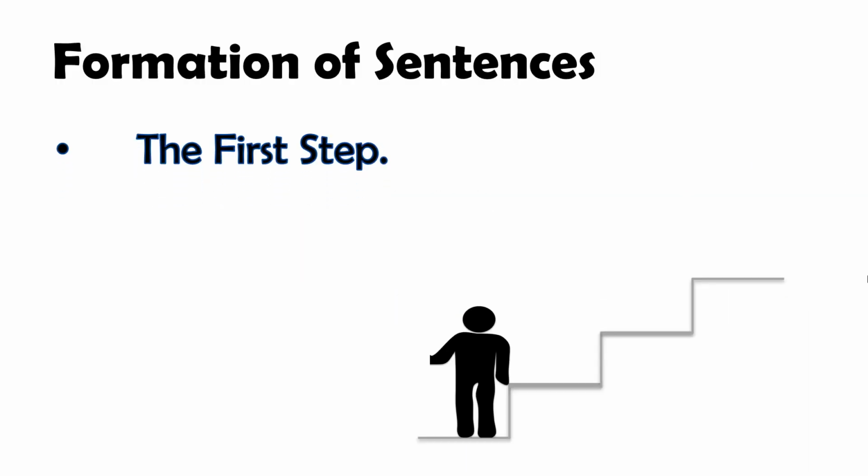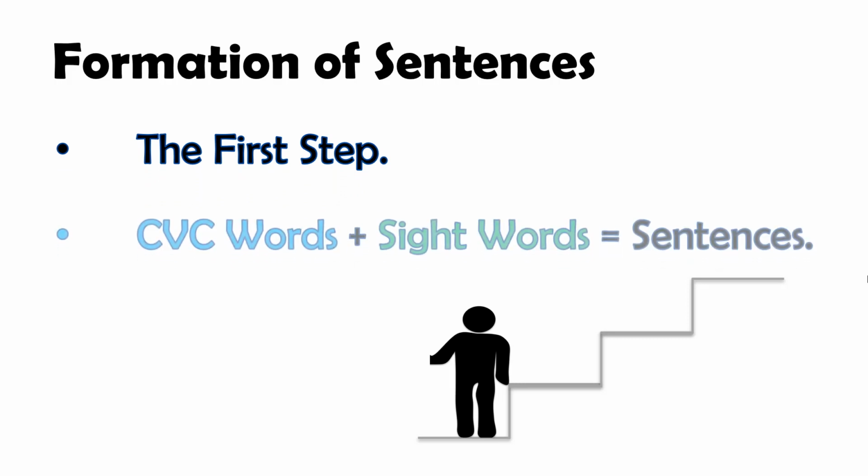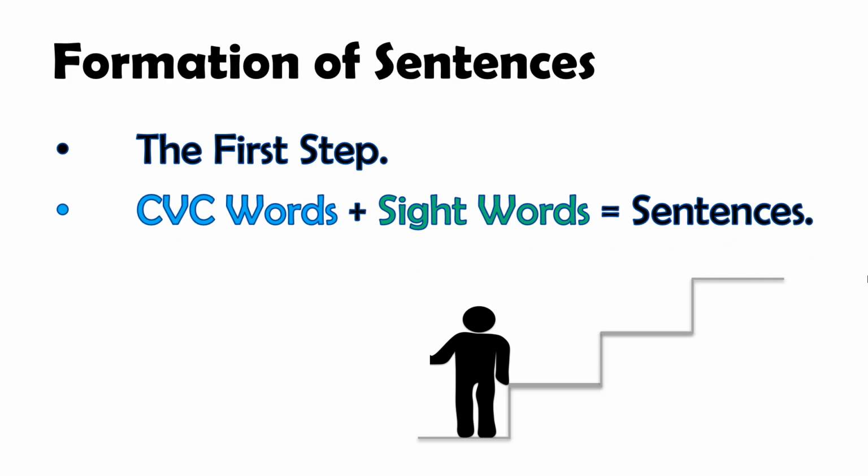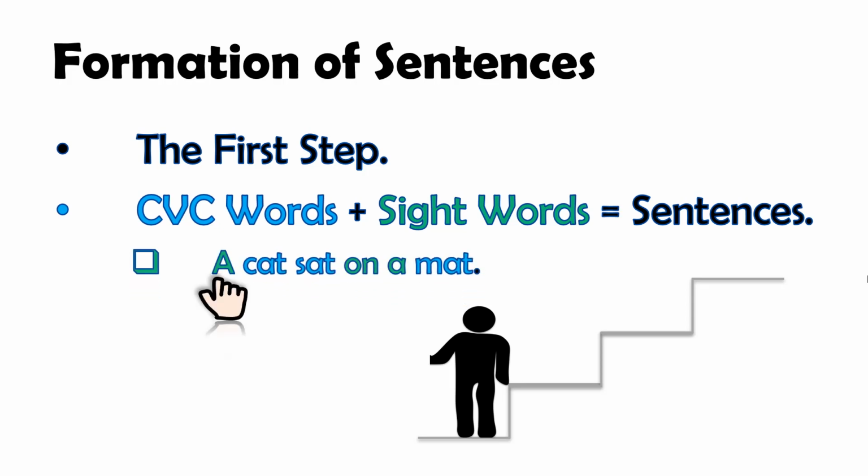The first step towards reading English is to form sentences. When we combine CVC words with sight words, we can form sentences. Let's look at this example. A cat sat on a mat. The words marked in blue are CVC words, and the words marked in green are sight words. Combining these two together, we formed our first sentence.